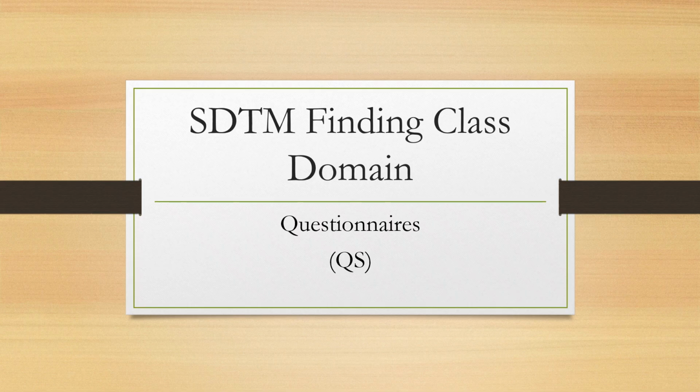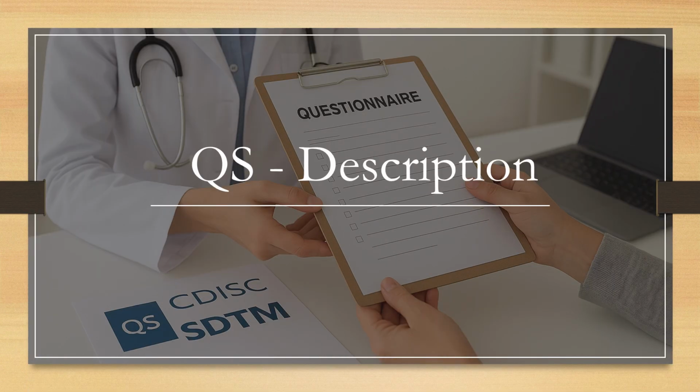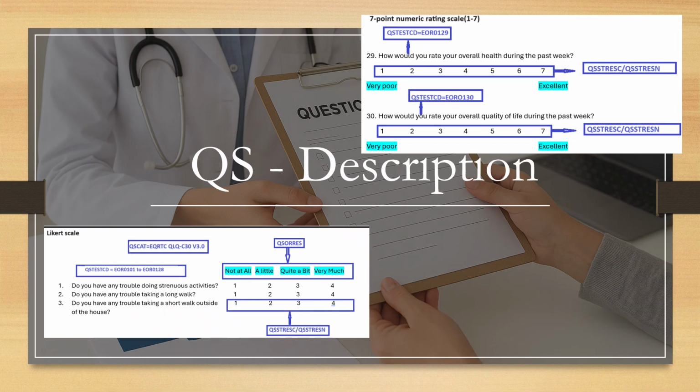So let's get started. The QS domain is used to capture data that comes directly from the subject, usually through the standard questionnaire forms. The purpose of this domain is to assess how the subject feels or functions in a clinical trial. It helps us measure aspects like the quality of life, mood, or the pain level from the subject's own perspective. In SDTM, QS belongs to the findings class and stores each individual question and its response.